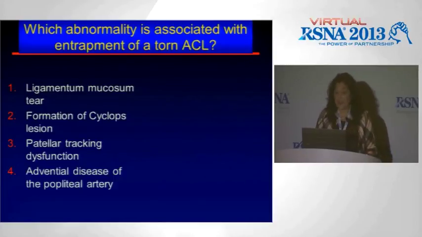Okay. Which abnormality is associated with entrapment of a torn anterior cruciate ligament? Number 1, ligamentum mucosum tear. Number 2, formation of a cyclops lesion. Number 3, patellar tracking dysfunction. And number 4, adventitial disease of the popliteal artery.